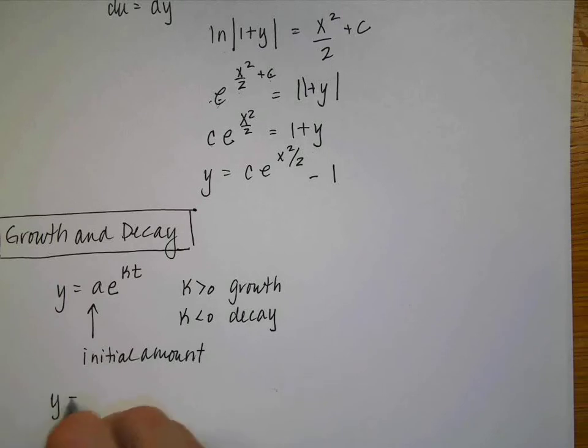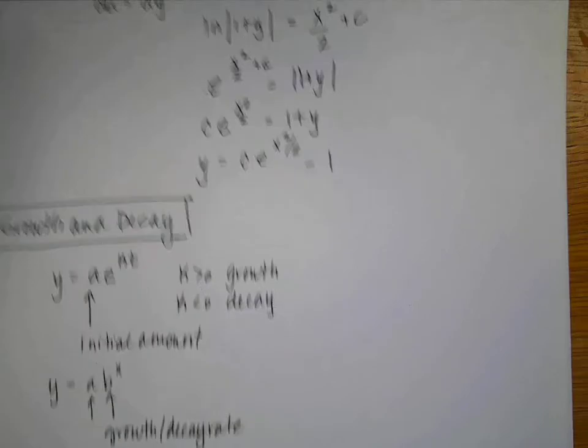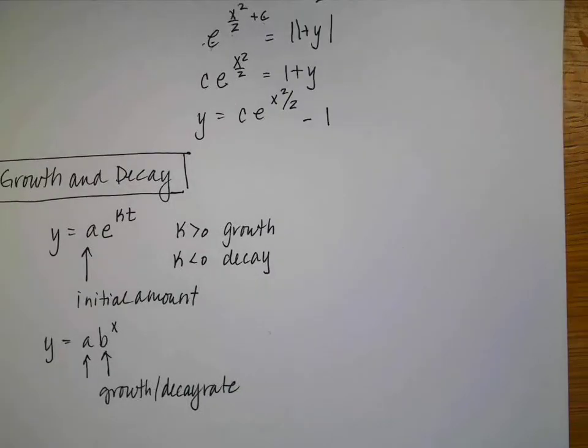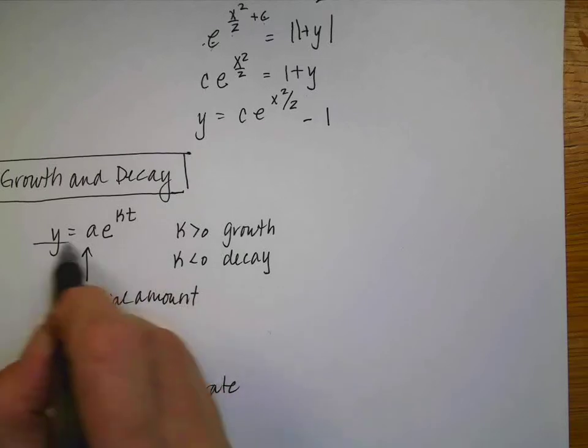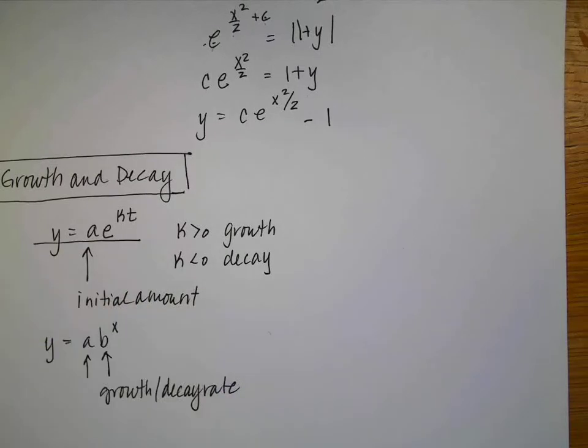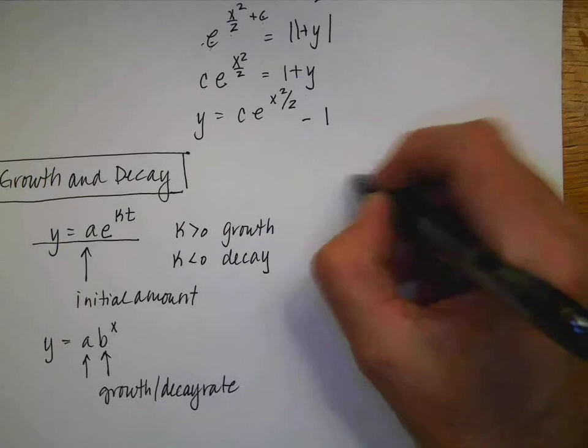Another slight variation of this was what we did in pre-calc, and I could write it like this, where this is my initial amount, b is my growth or decay rate, and then x is time, okay? So you can see the equation in lots of different ways. This is probably the one that's most commonly used from pre-calc.